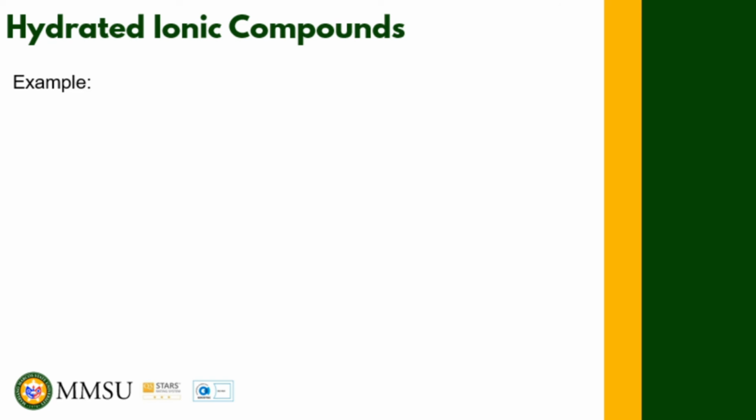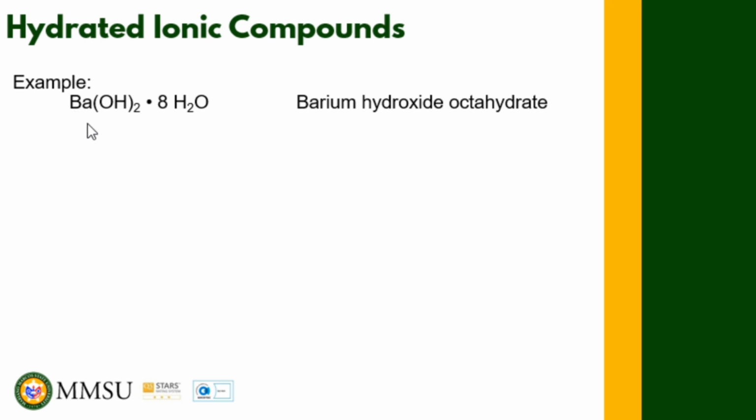So, let's have an example for hydrated ionic compounds. So, we have here Ba(OH)2 and then we have the dot and 8H2O. So, we have this ionic compound which is a base. Ito ay base. Which is named barium hydroxide and then we have 8H2O, so octahydrate. So, yung name ng water dito is hydrate. So, we have 8 water, so octahydrate.